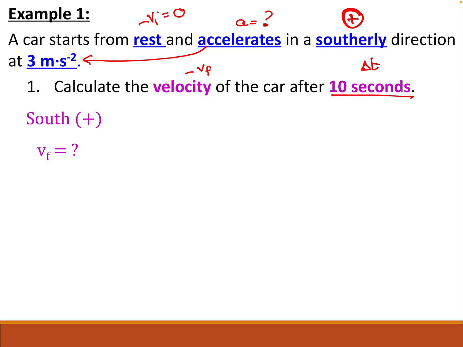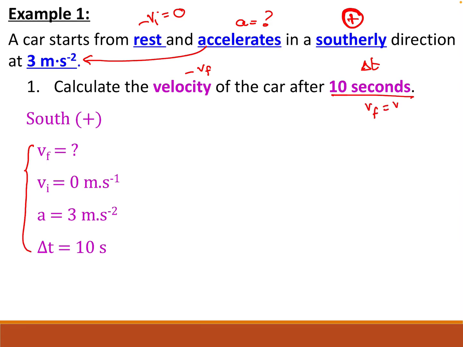So my final velocity is what I'm looking for. Initial velocity was 0. Acceleration was 3. Time is 10. Now, if you look carefully at this, you'll see that it's just going down the first equation that I gave you. Vf equals Vi plus A delta t. That's where I get that format from.